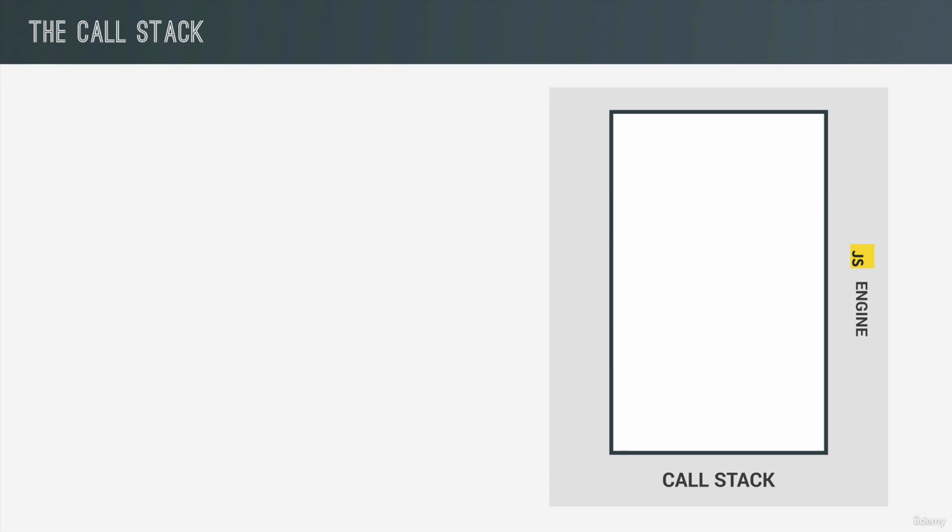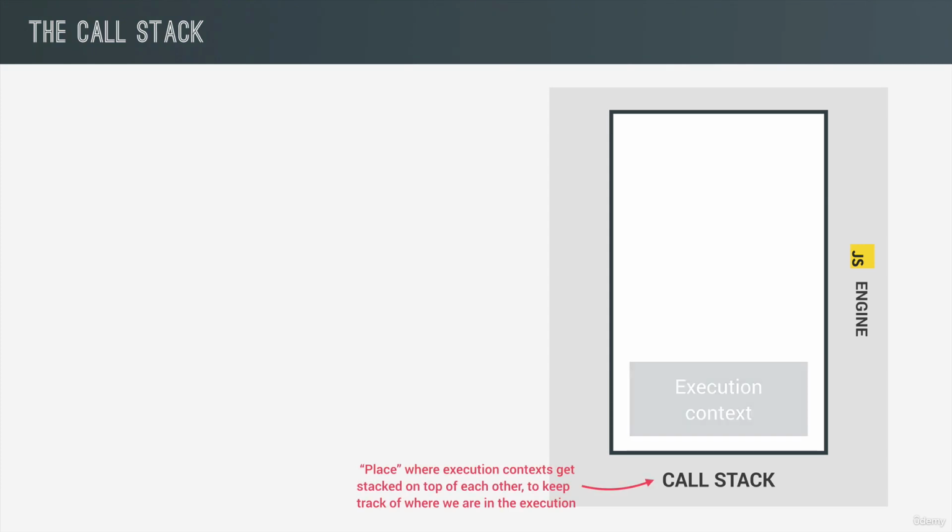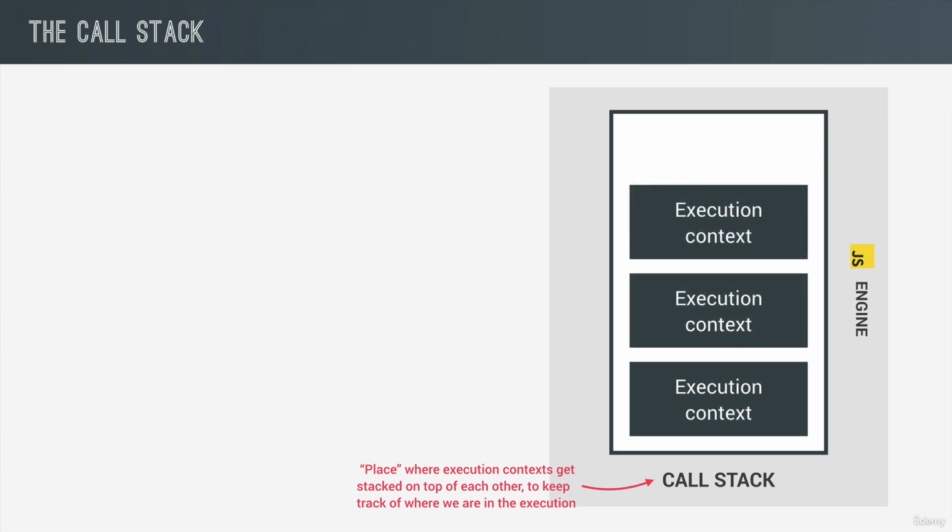But what actually is the call stack? Well, it's basically a place where execution contexts get stacked on top of each other in order to keep track of where we are in the program's execution. So the execution context that is on top of the stack is the one that is currently running. And when it's finished running, it will be removed from the stack and execution will go back to the previous execution context. And using the analogy from before, it is as if you bought pizzas with some friends.